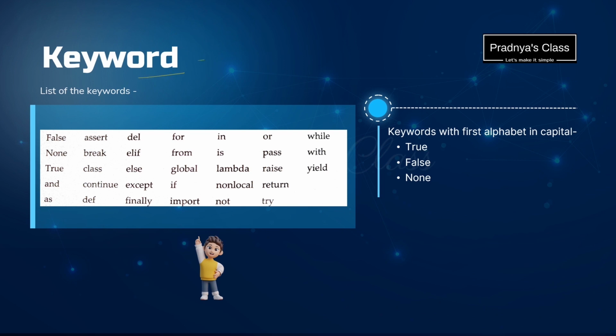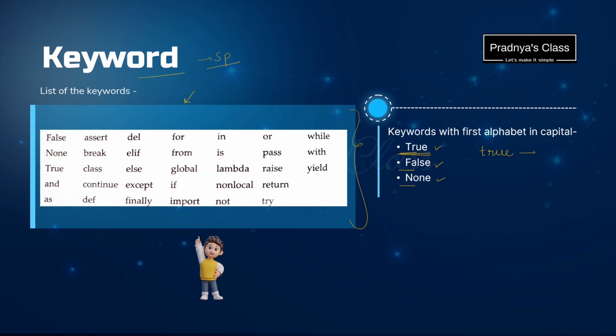You know, keywords are the special words which have some reserved meaning to the programming language. Here is the list of the keywords. Out of all these keywords, these 3 keywords are special. Why they are so special? Because the first alphabet is capital in case of True, False and None.